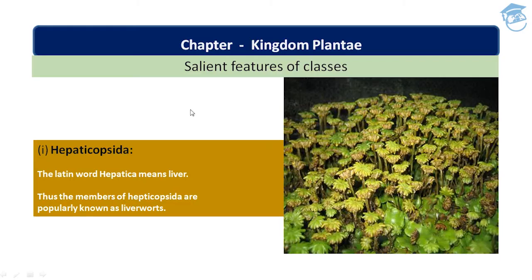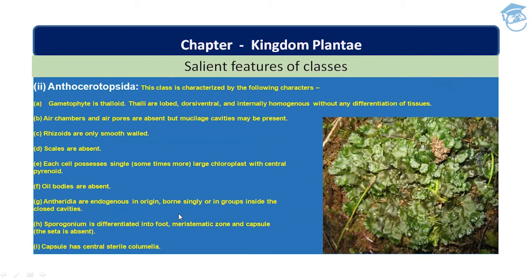Now we'll see the salient features of each class. First is Hepaticopsida. The Latin word hepatica means liver. Thus the members of Hepaticopsida are popularly called liverworts. Now we'll not go much into detail about it. It's not of very much importance.